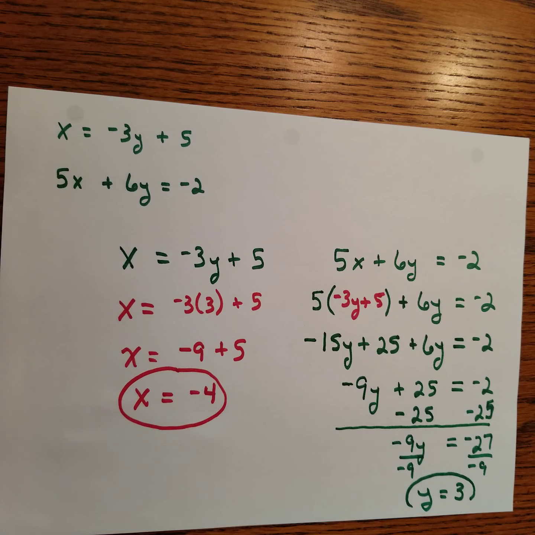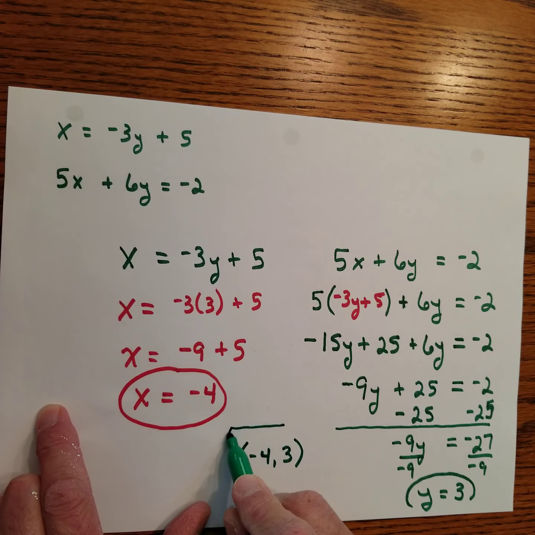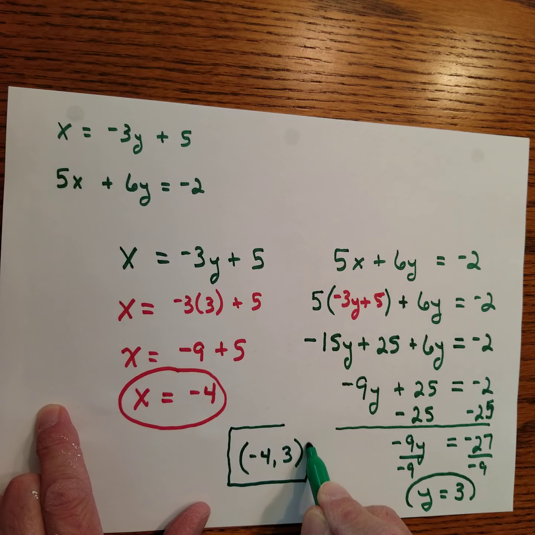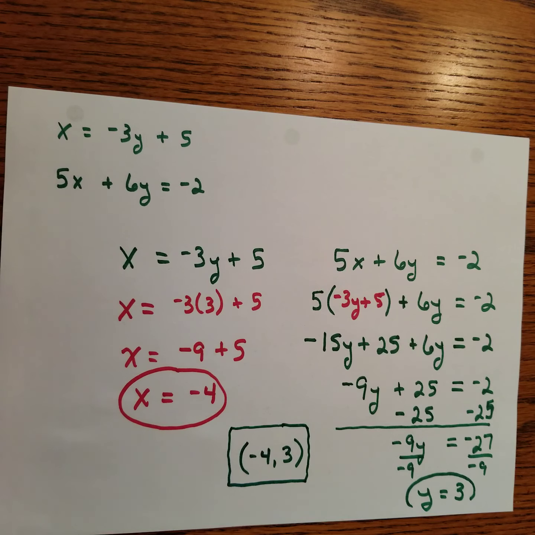Now I've got an x value and a y value, so we'll show these as an ordered pair, where x is negative 4, y is 3. There's the x value and the y value that would satisfy either one of those two equations.